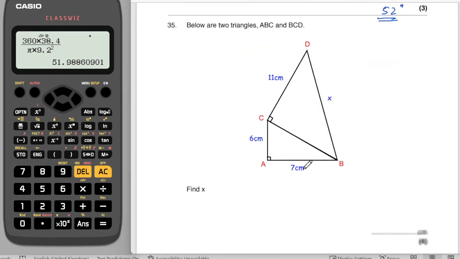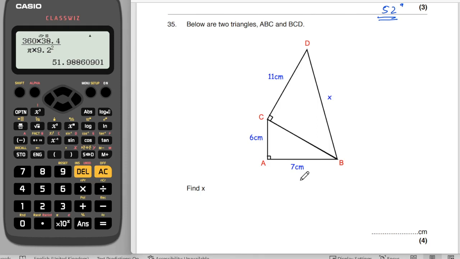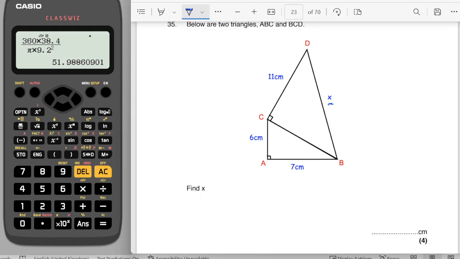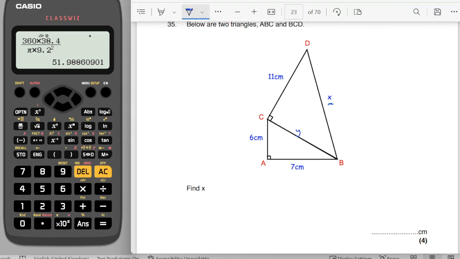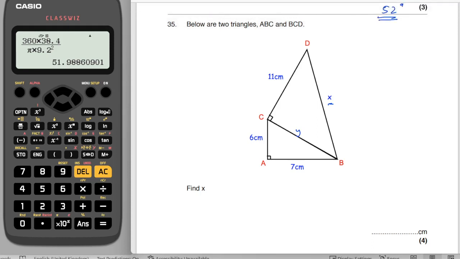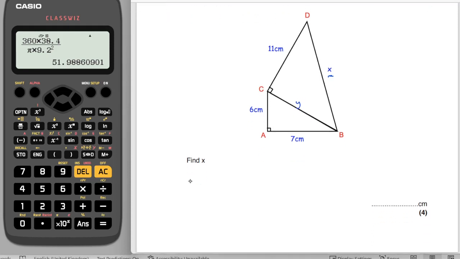Okay, 35. Below are 2 triangles ABC and BCD. Find the length of X. So we're asking to find this length. We need to use Pythagoras to find out that length first of all. So I'm going to call that length Y for now, although you can letter it however you want.